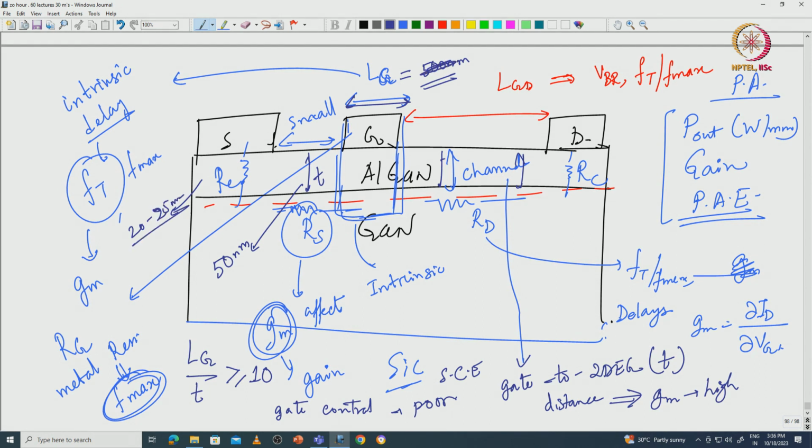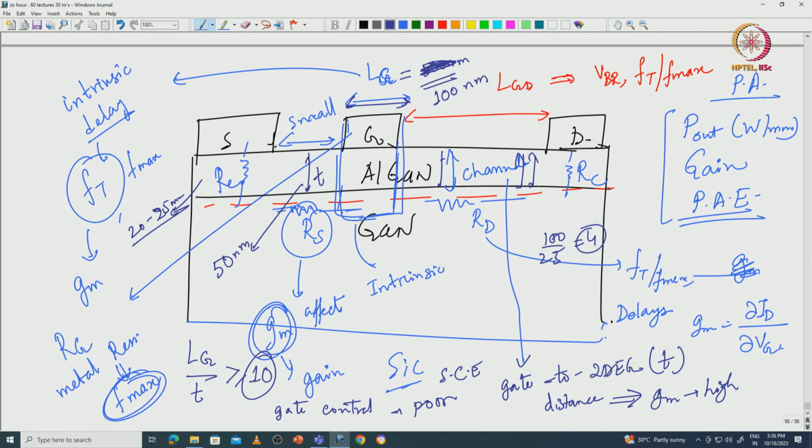But if this LG, the gate length, is 100 nanometer, it is a highly scaled device, maybe you are looking at Q-band, 28 to 40 gigahertz, where you are going to get power. You are looking at a 100 nanometer gate. In that case the channel thickness of 25 nanometer gives 100 by 25 is 4, and it should be more than 10, but it is not, which means if you use a 20 to 25 nanometer AlGaN barrier thickness for a 100 nanometer gate, you are going to get a terrible device.